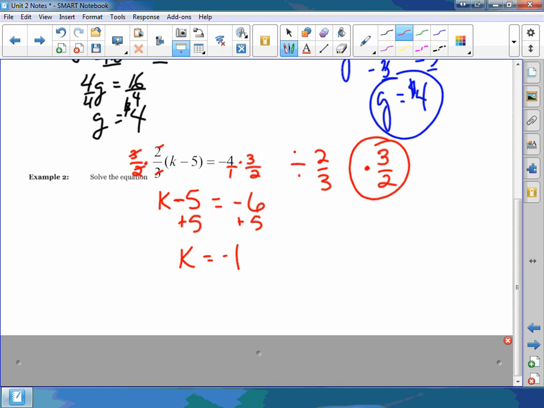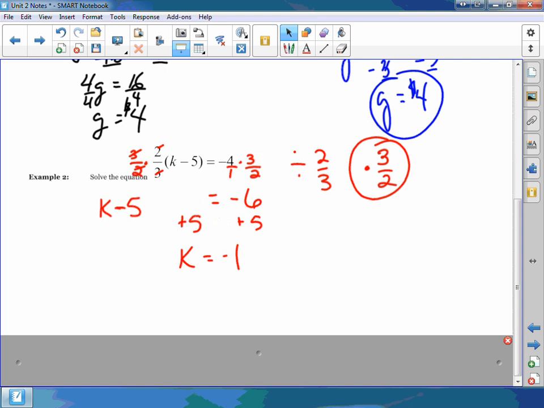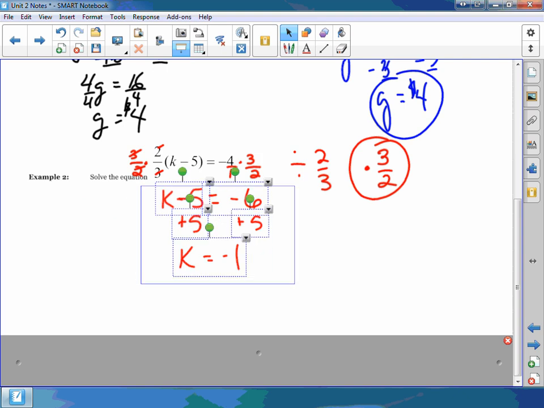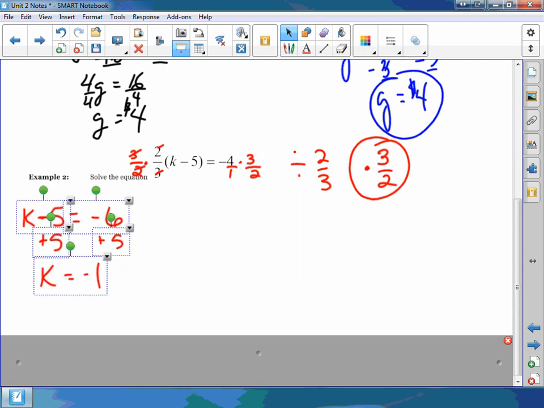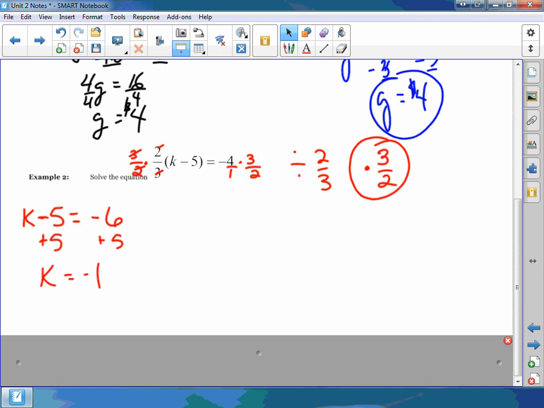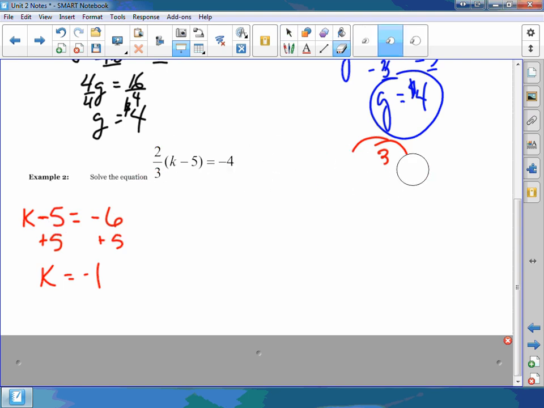Okay, so here's what I want you to try. K is equal to -1. Let me move all this over here. I'm going to leave that where it is. I'm going to get rid of all of the stuff up here. Now, what I would like you to try is solve this equation the other way. Solve it by distributing first. So go ahead and pause the video and do that.